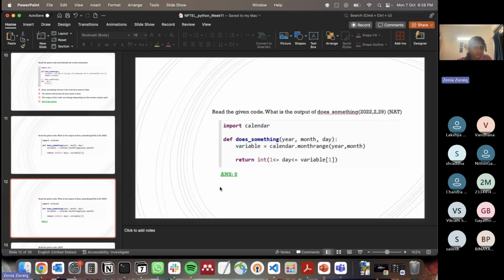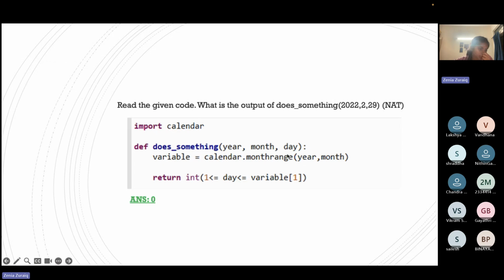So it does not return the... where does it return the first day of the month? Oh, I don't understand the question. It returns whether the day is inside the month or not. That's what this function is doing. Nowhere does it return the first day of the month.